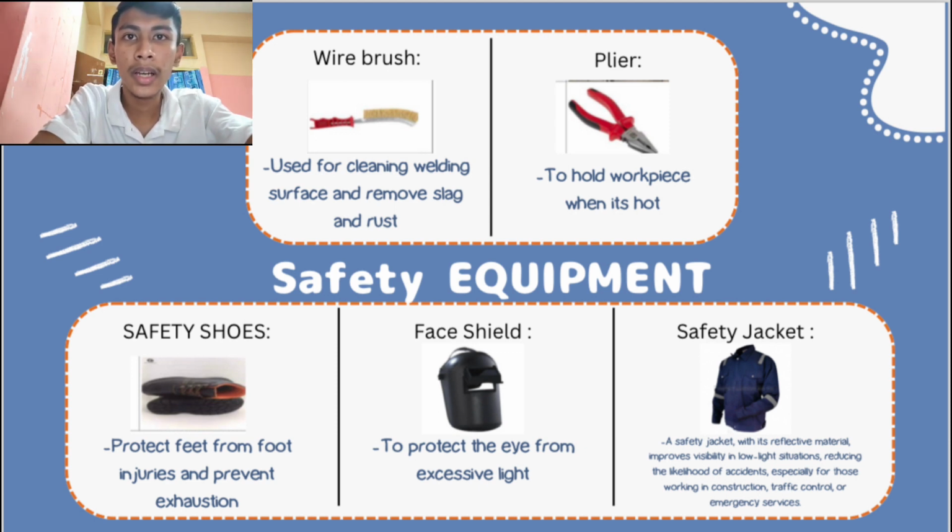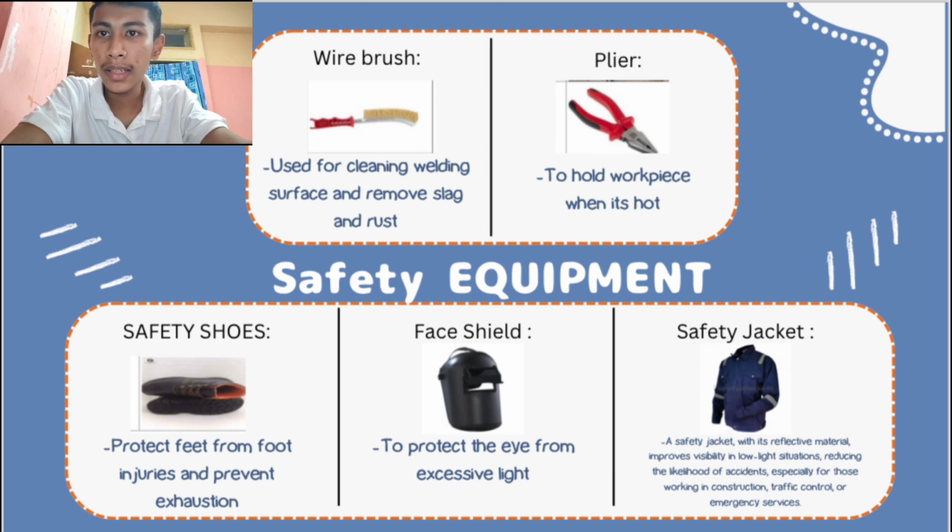Safety equipment. Safety shoes protect feet from injury and prevent extortion. Second, face shield to protect the eyes from excessive light. Third, safety jacket. A safety jacket with its reflective material improves visibility in low lighting situations, reducing the likelihood of accidents, especially for those working in construction, traffic control or emergency service.